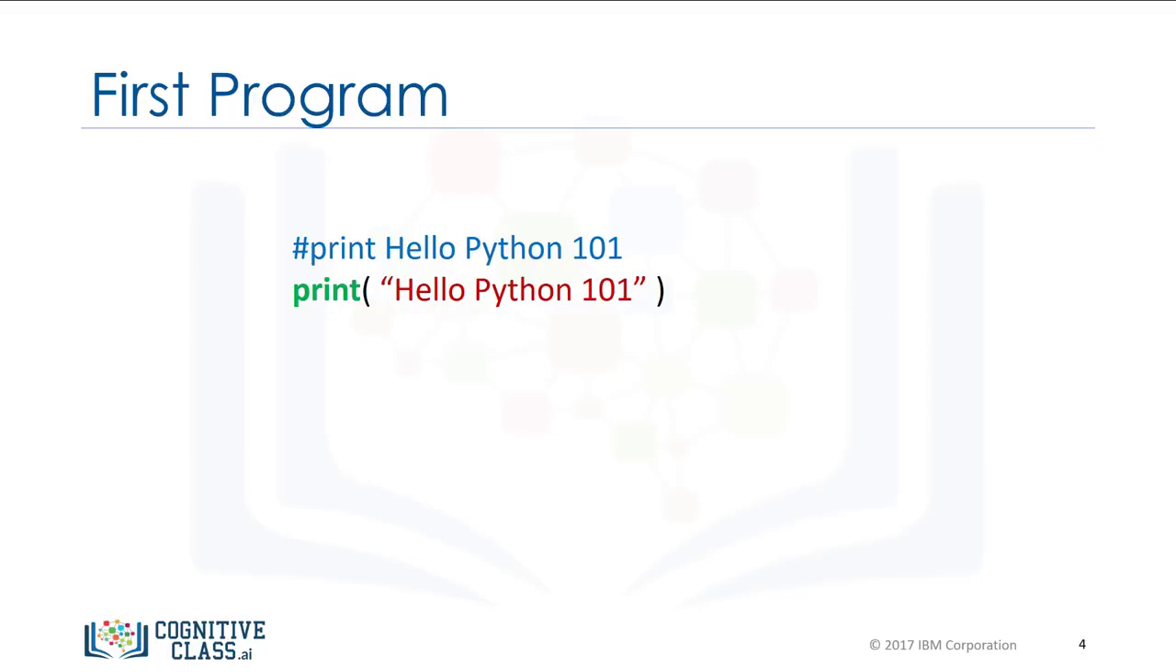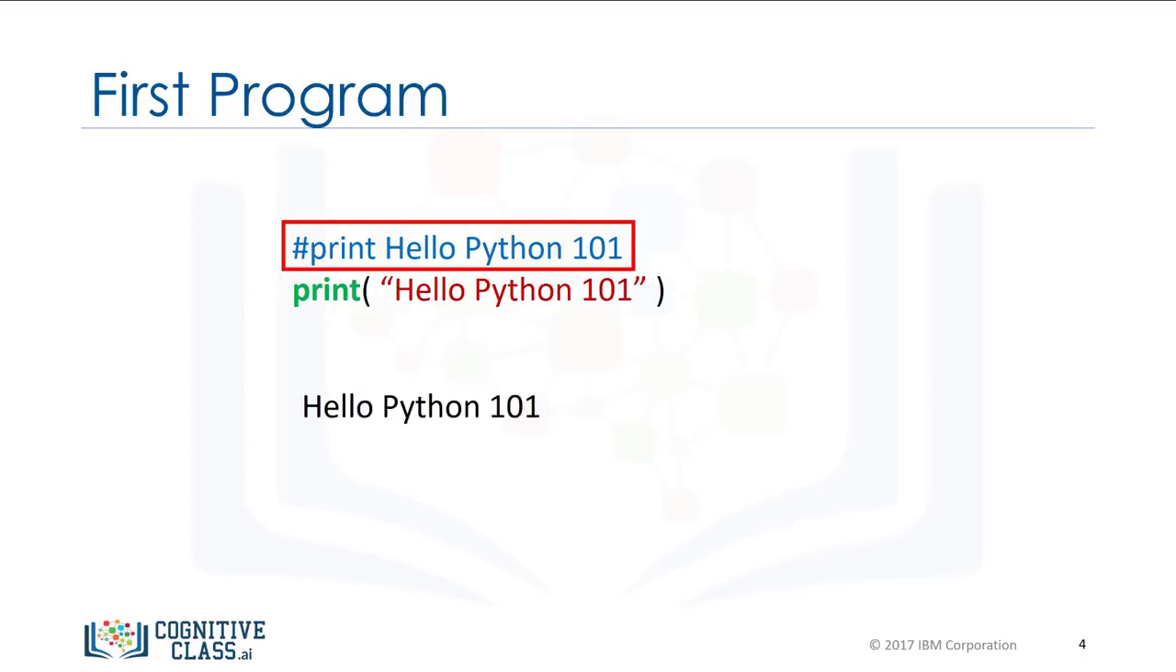It's customary to comment your code. This tells other people what your code does. You simply put a hash symbol preceding your comment. When you run the code, Python will ignore the comment.